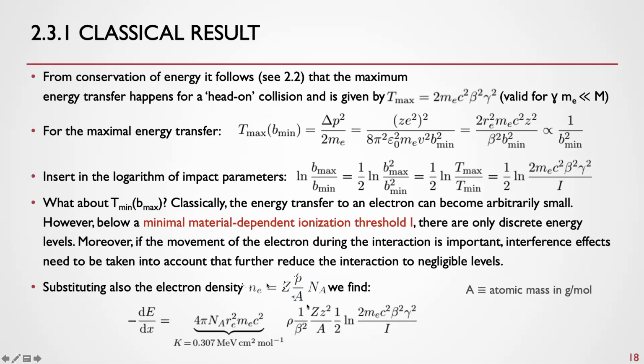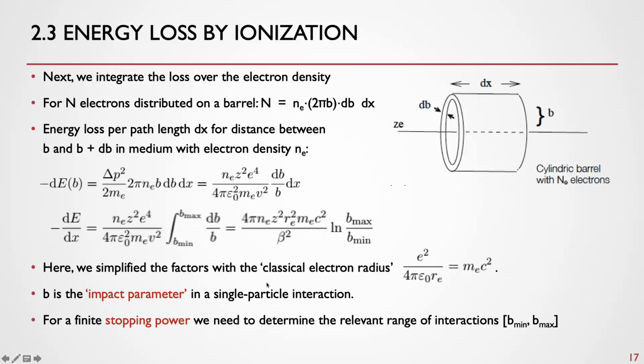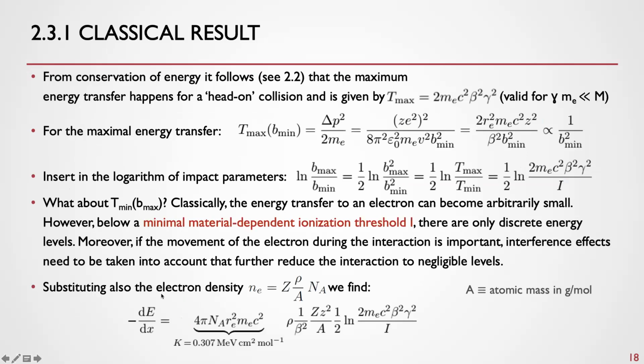Using this expression for the electron density for the total number of electrons, we now finally arrive at the final result. Minus dE over dx equals a constant of nature, which is 4 pi times Avogadro's constant times the classical electron radius squared times m_e c squared. This is a constant of nature with a value of 0.300 MeV centimeter squared per mole.